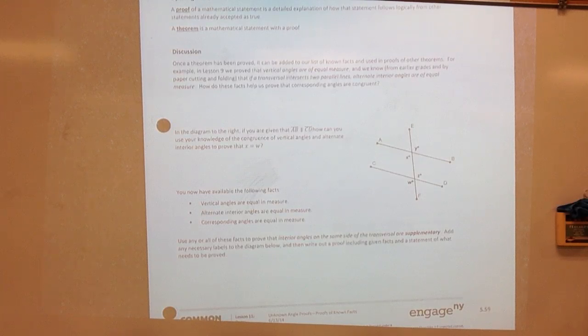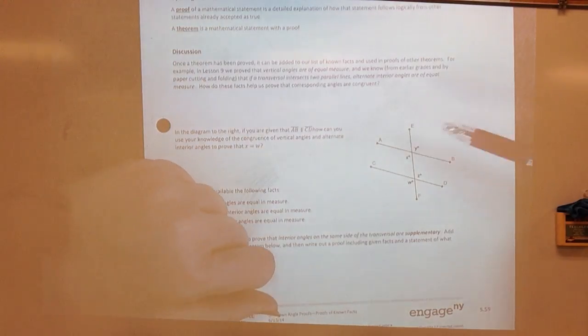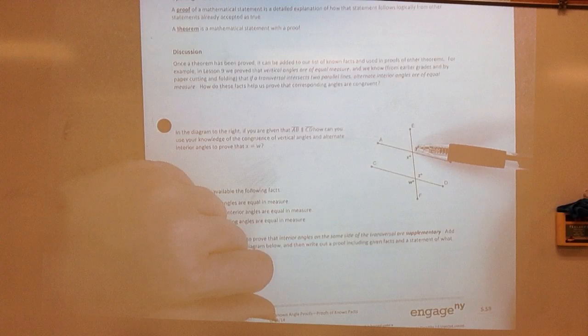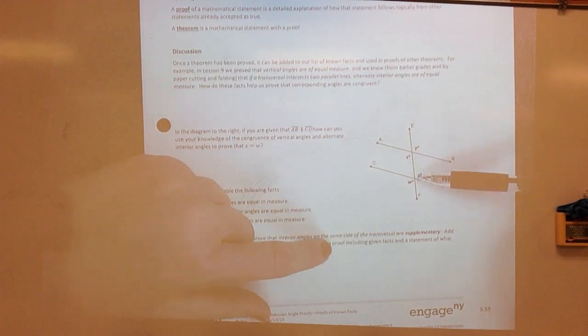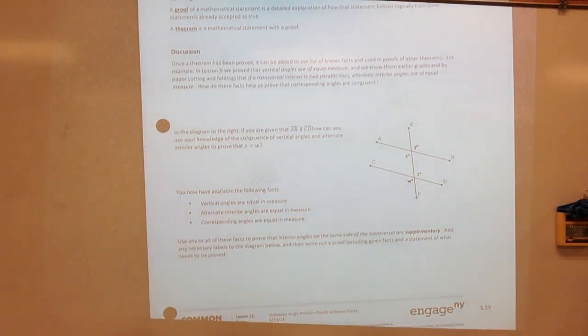Well, if you remember, corresponding angles, and we'll use the figure here, if I look at angle Y, the corresponding angle would be angle Z, or angle X and angle W are corresponding angles. So how does knowing that alternate interior angles or vertical angles are equal in measure help us prove corresponding angles are congruent?